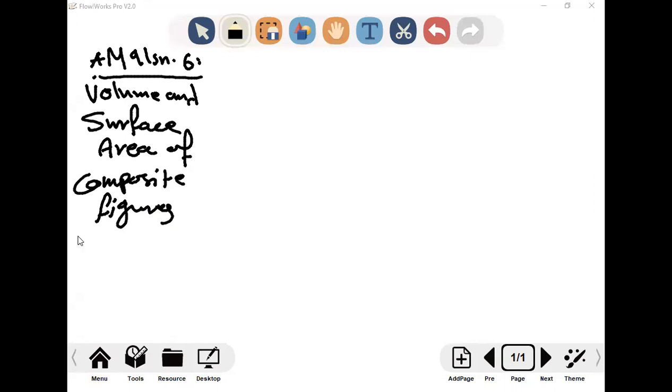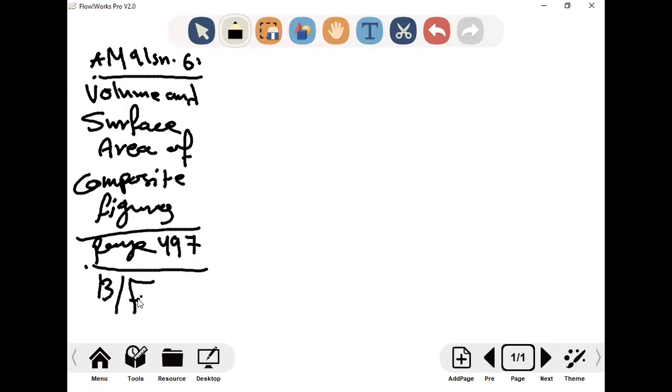Okay, we are on page 497. Sir Abdul Hamid, stop putting your hand, please. And we are in 13 February.